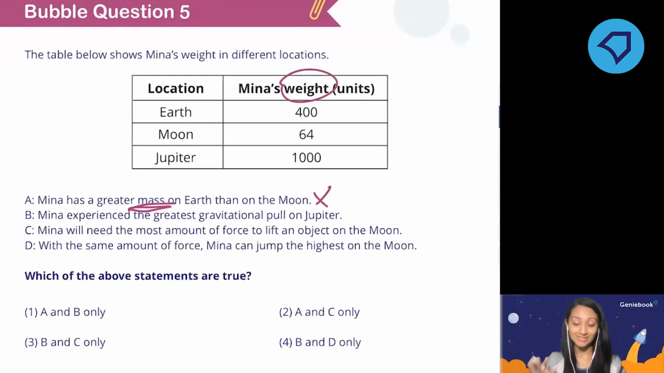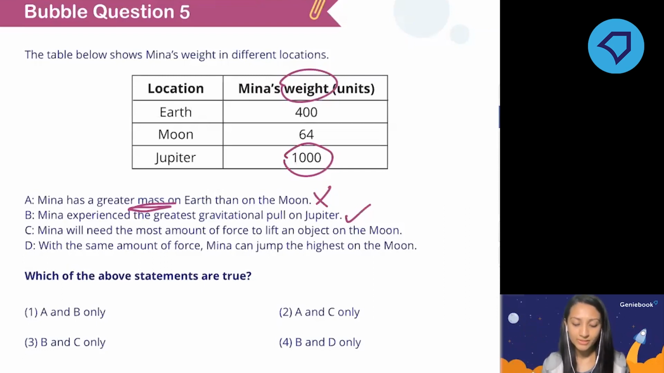Okay, so the mass is different, right? So the weight is different, but the mass is the same. And then for option B, Mina experienced the greatest gravitational pull on Jupiter. That is true because if you look at her weight on Jupiter, gravity is so high that it pulls her and she becomes 1,000 units for her weight. So she probably couldn't move much on Jupiter if she were able to travel there.